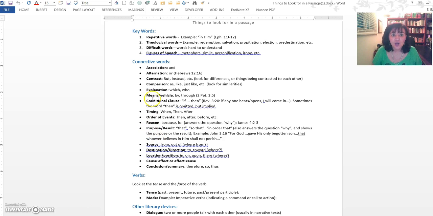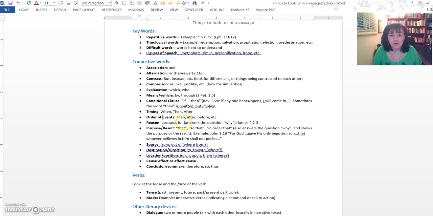See if there is a cause-effect somewhere. See if there is a means or vehicle that is expressed through words like by or which, by or through. Comparison, which is triggered by the words like, just like, or as. Contrast, which is usually illustrated by the word but.